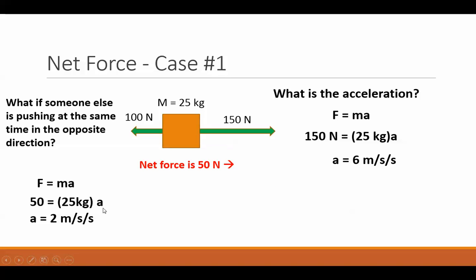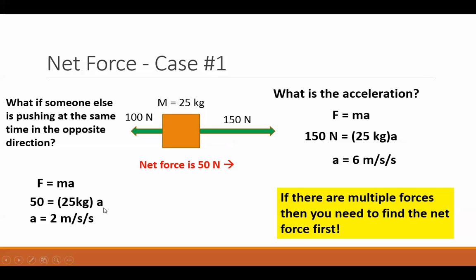So on your paper, we have a rule. If there are multiple forces, you need to find the net force first before you do anything else. If you pick just any old force, you're not going to get the right answer, just like we saw from calculating just the 150 by itself. So here's what I need you to do next.